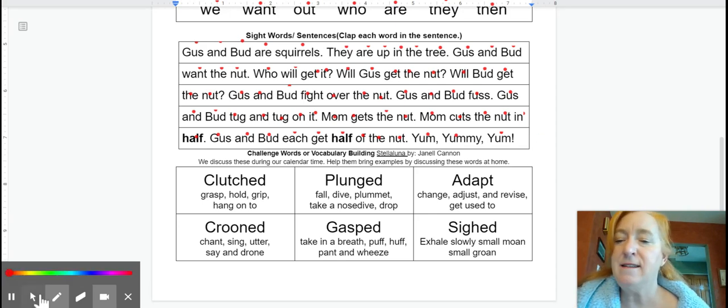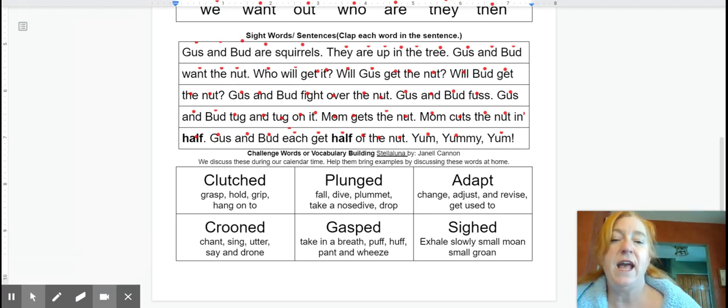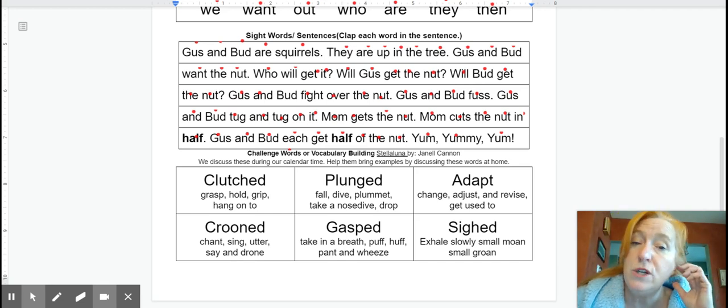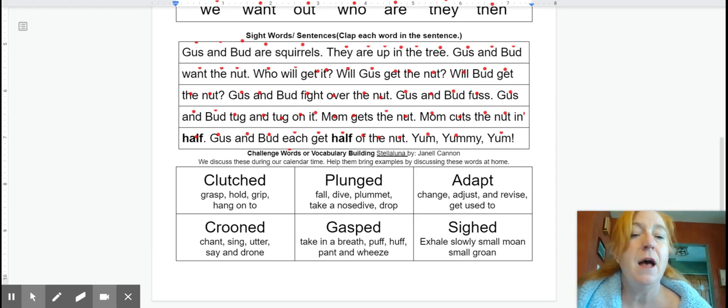All right, the last thing that we need to look at today are the challenge words that I have in here. They come from the book Stella Luna, and we read that in class. You can see the link at Stella Luna in YouTube, and you can reread it if you want. The words are clutched, when you grab and hold on to something. Plunged, when you fall down or dive down into something.